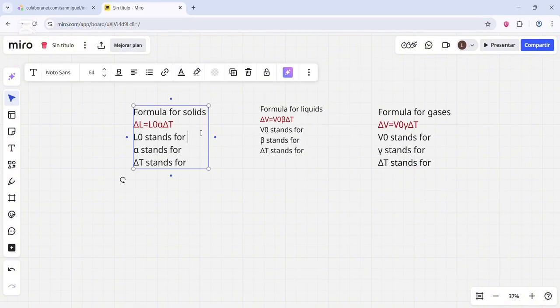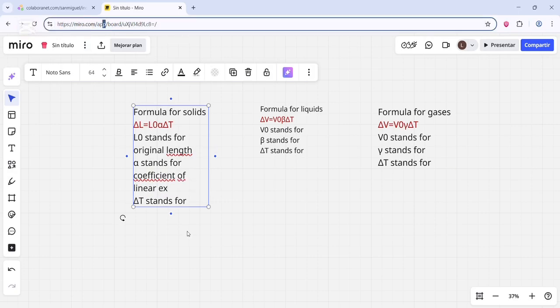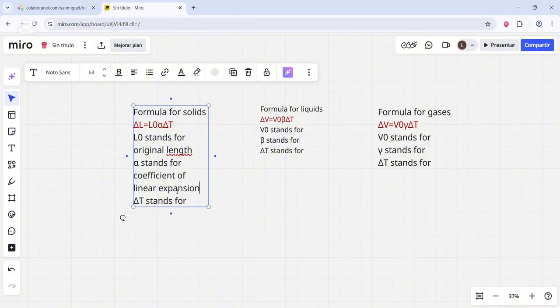So here we have the three formulas. First, we're going to start with solids, in which L0 stands for the original length. Alpha stands for the coefficient of linear expansion. And change in temperature stands for the difference in temperature.